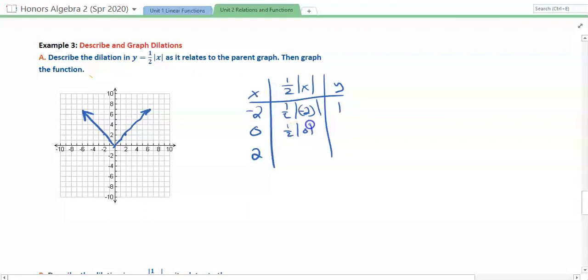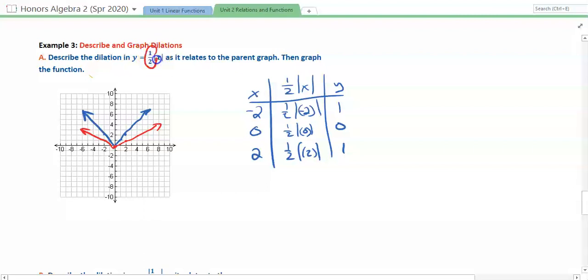We plug in 0. This is just a formality because anything times 0 is 0. And 1/2 times the absolute value of positive 2: the absolute value of 2 is 2, and then half of 2 is 1. And so we plot these points. We've got negative 2, 1 here; 0, 0, so we're still at the origin; and 2, 1. And so I end up with this new red graph going out like this.